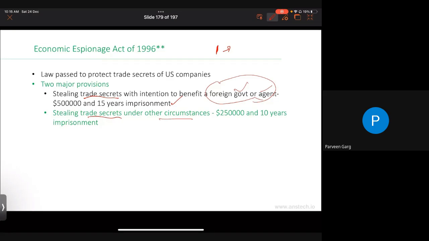Chinese companies have faced this, okay, and they have landed up in prison. And so you had a Chinese employee who worked in their atomic research center, and he passed information, and that guy got imprisonment for 15 years. And if you steal trade secrets under any other circumstances, it is $250,000 and 10 years imprisonment. Not asked, but you should know that economic espionage, if you're carrying out stealing of information from US companies and passing it out, you are liable for action.